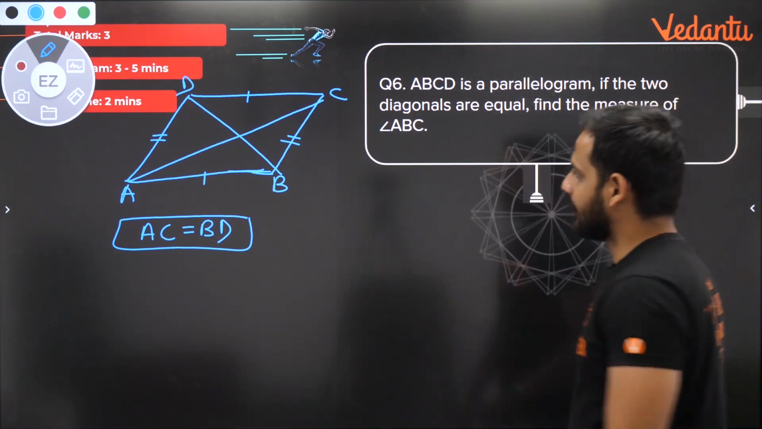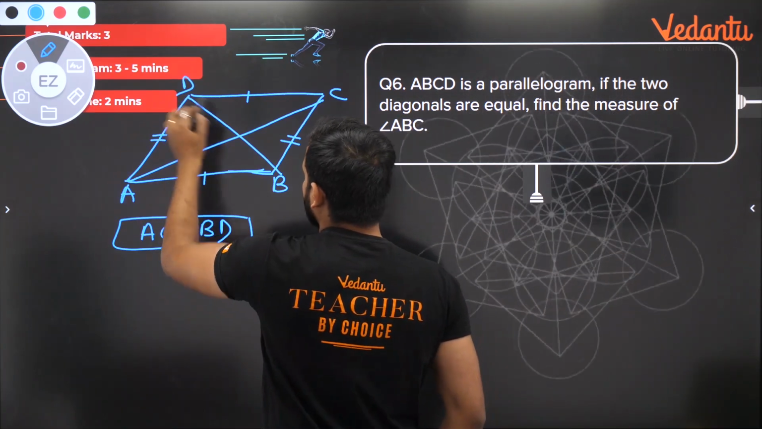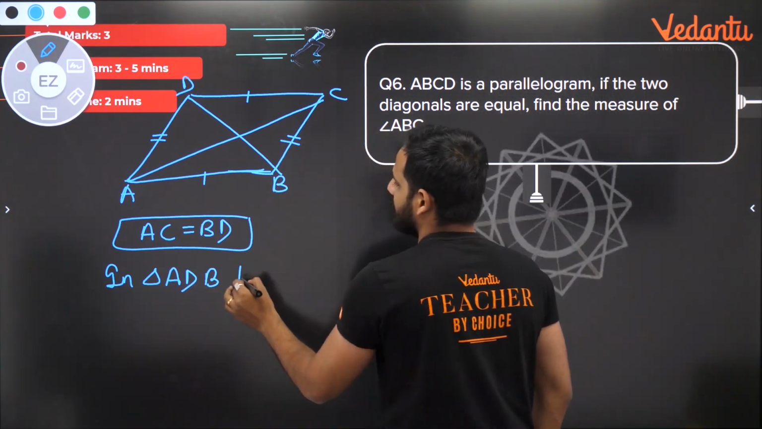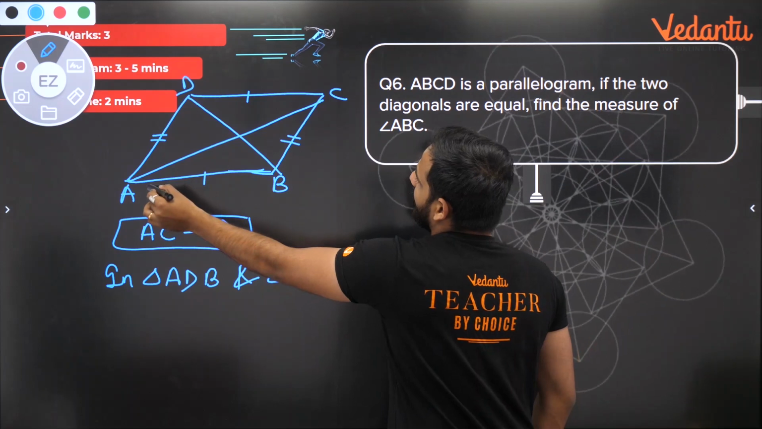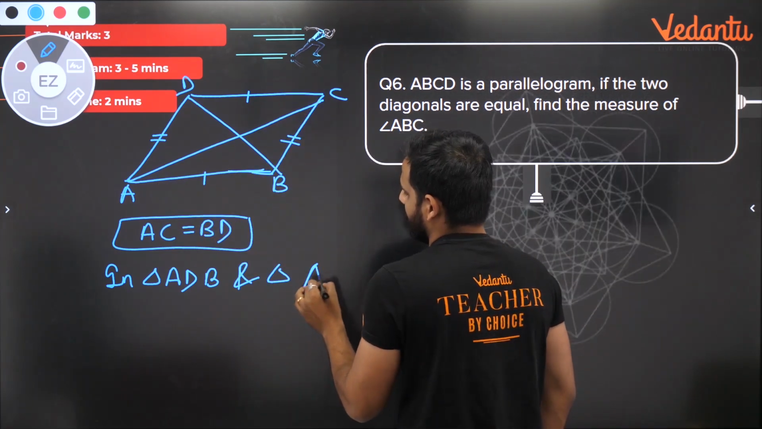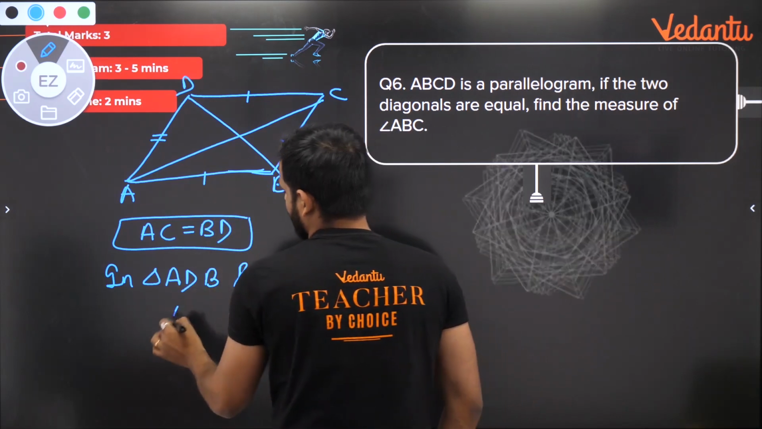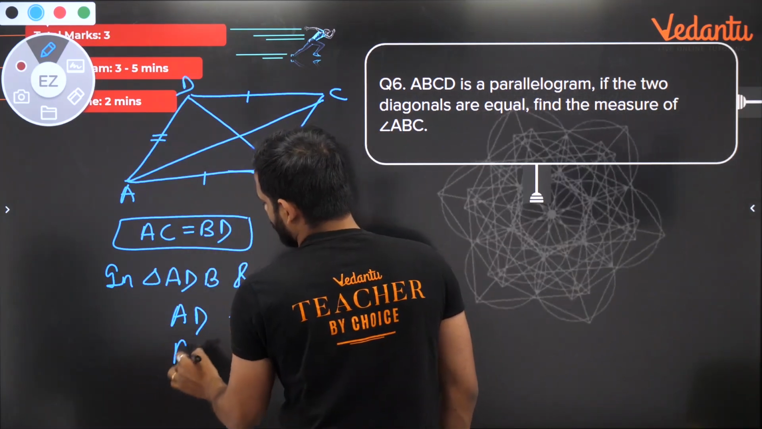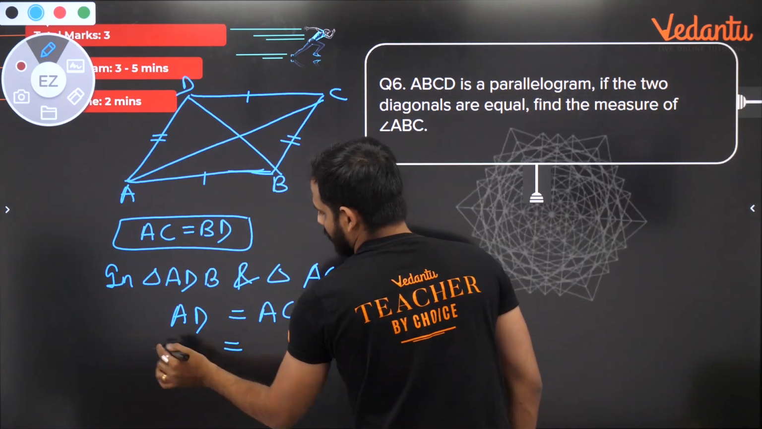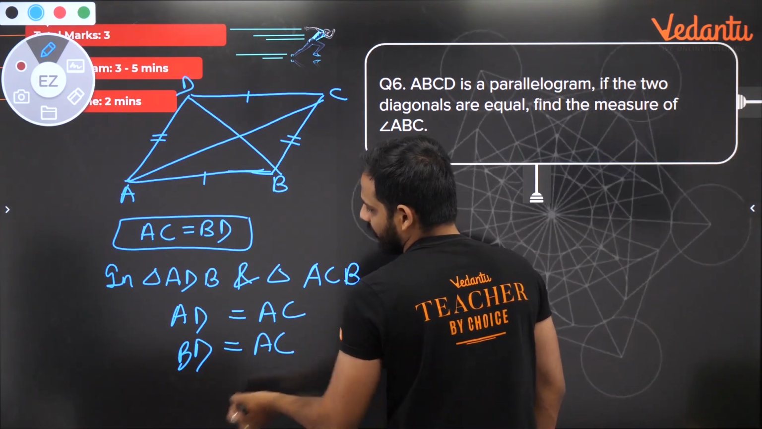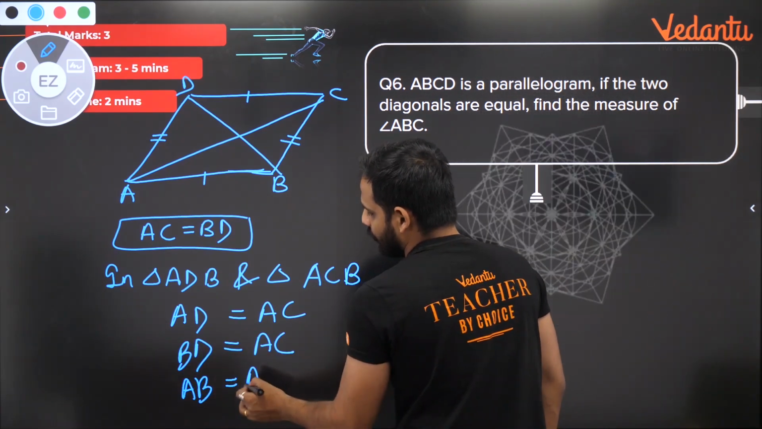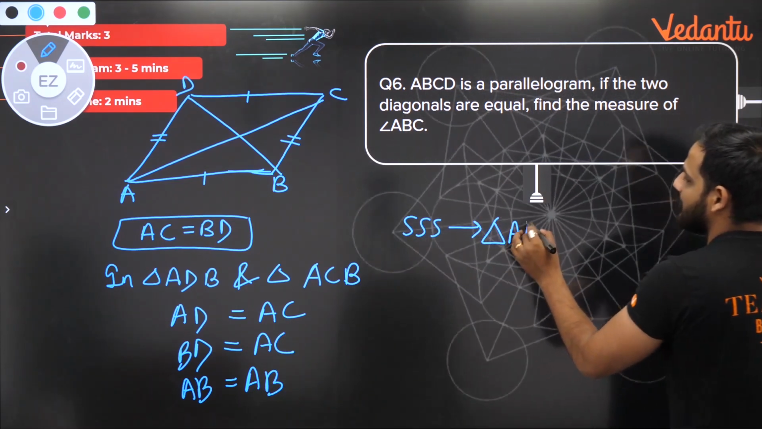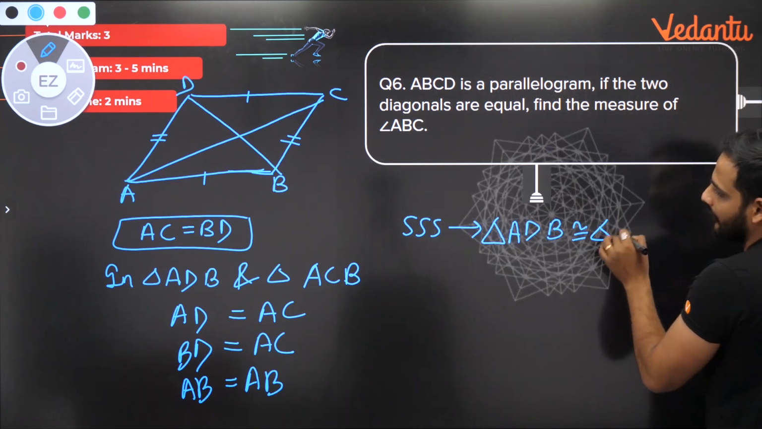So now, look here. Let us talk about triangle ADB and triangle ACB. I can say, AD is equal to BC. Correct? BD is equal to AC, already given, and then AB is common. So by using the SSS rule, I can say triangle ADB is congruent to triangle ACB.